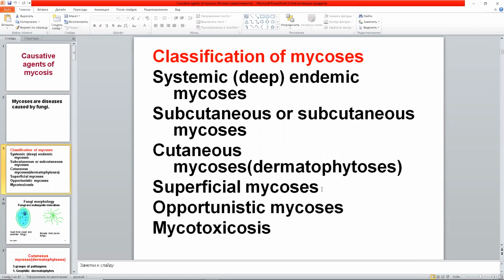Okay, so opportunistic mycosis. Opportunistic mycosis, like all opportunistic infectious diseases, is caused by conditionally pathogenic species of fungi. Most species of fungi mostly exist in the soil. There are favorable conditions for them. They are saprophytes, and they don't need a human or animal body, and they enter the body occasionally. Nevertheless, they are able to multiply in the human or animal body.